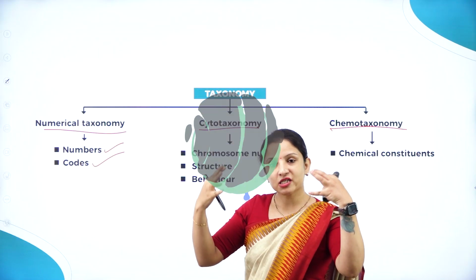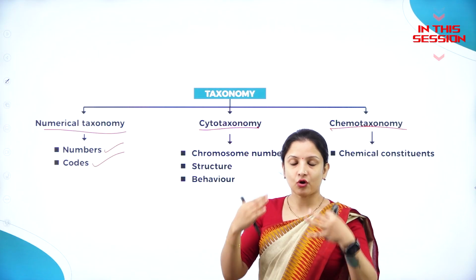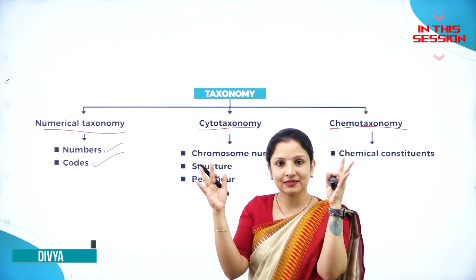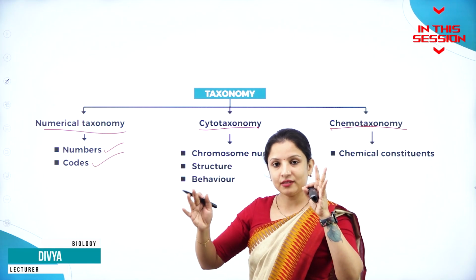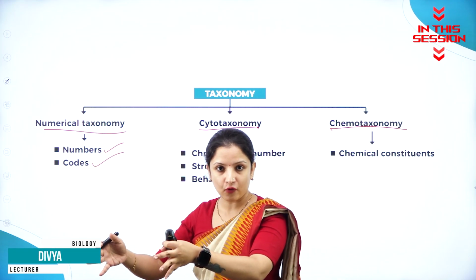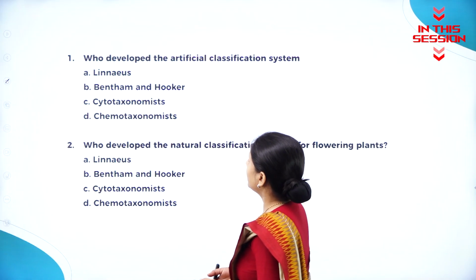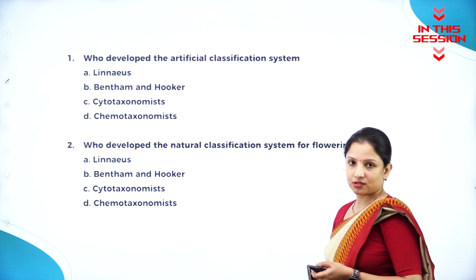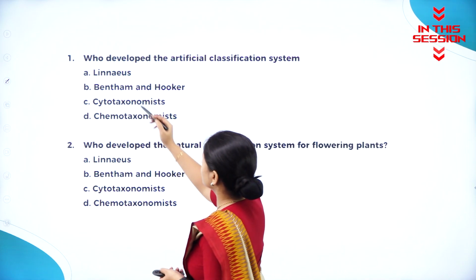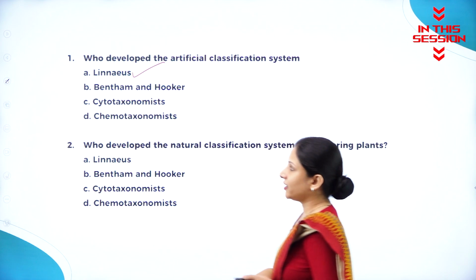If the numbers match for the majority of the characters, or if the numbers between two organisms are matching one another, then they will be put under one group of organisms. So that is how, it is computer generated. Who developed the artificial classification system? The artificial classification system was developed by Linnaeus.